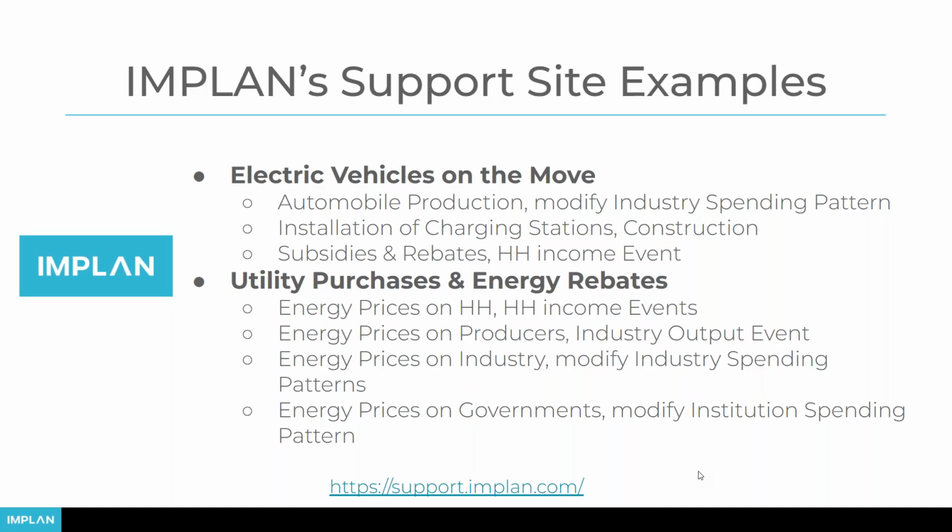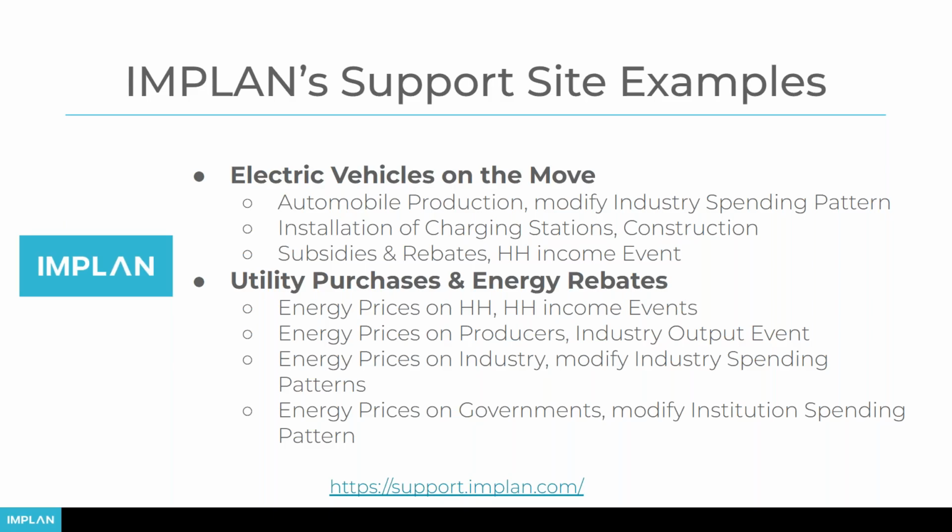This article also does touch upon the subsidies and rebates that you often find with transitioning to an electric vehicle. So those can be run as household income events. The second article here is going to be on utility purchases and energy rebates. That one again focuses on the change in energy prices. So it looks at them on households, on producers, on industries, and on governments. Depending on which one you're looking at will determine which event type you want to use.